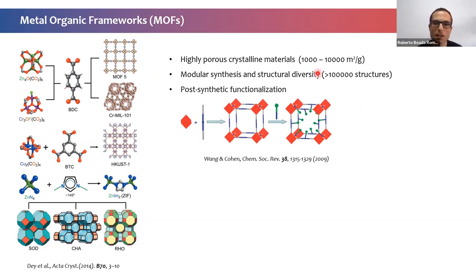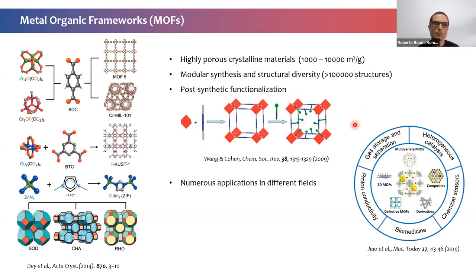For example, this is a typical example that was reported by the group of Seth Cohen. By changing the functionality of the ligand, or functionalizing the ligand, we can obtain new metal organic frameworks for tailored applications. This opens the possibility of getting a vast number of MOFs that can be tuned for different applications. And the number of applications that have been reported is growing day after day. It goes from heterogeneous catalysis to the use of MOFs as chemical sensors, as nanocarriers in biomedicine, and there are some studies on proton conductivity, and even the one we are going to address today, gas storage and separation.